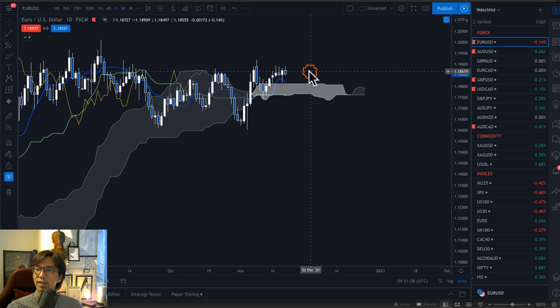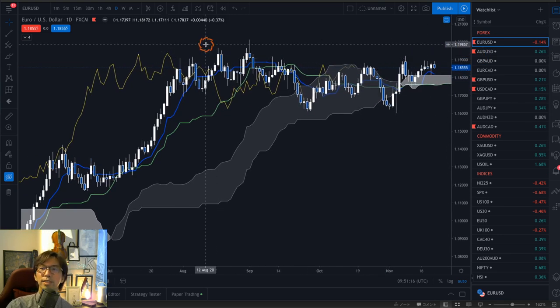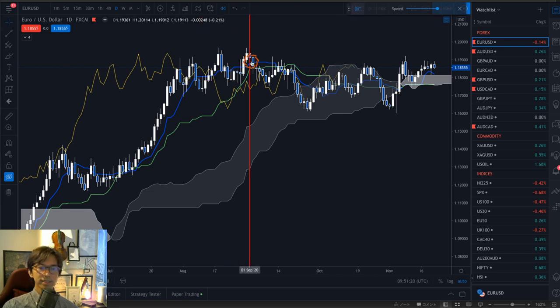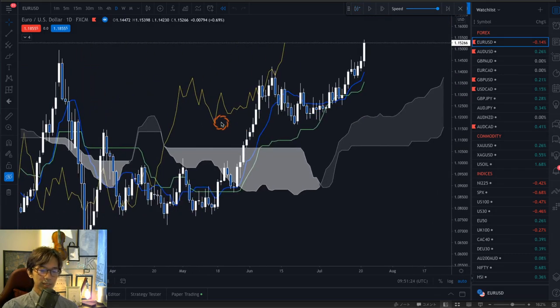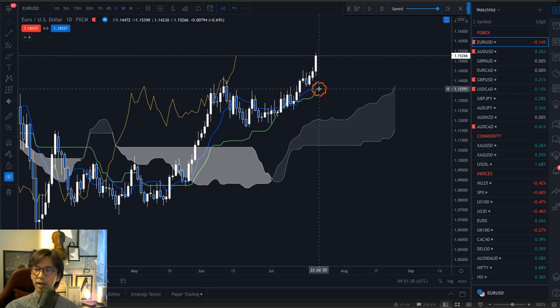So let's see. I don't see any trending market. So to be practical, I will go back on the chart a little bit. Here is a Euro USD chart. So maybe somewhere here when we see an uptrend. We see an uptrend on this daily chart, Euro USD, back on 21st of July this year. So we see Kumo up, Kijun Sen up.